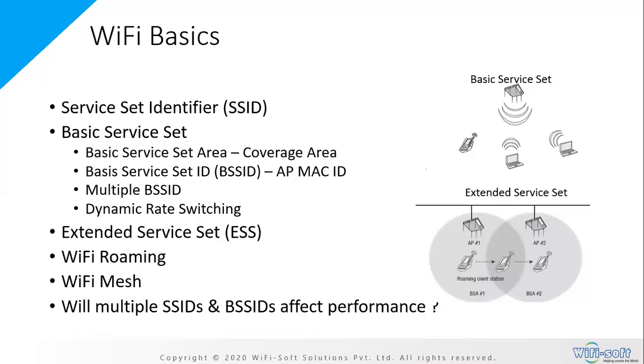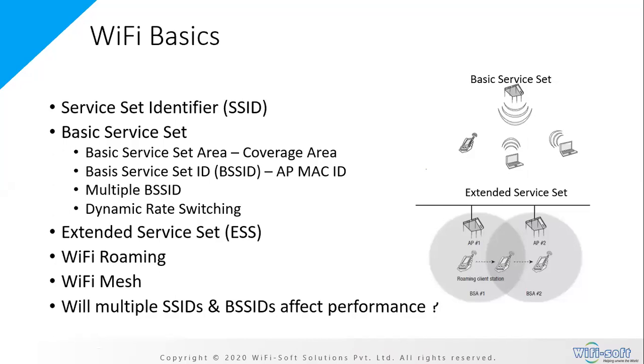That means the area that the Wi-Fi access point will cover is called the basic service set area. Now, each of these access points has a unique identifier called the MAC address or the MAC ID. Technically speaking, the way the Wi-Fi protocol is designed, there needs to be at least one MAC ID for that service set, whatever service set you are creating. So that is the basic service set, and the MAC ID is associated.